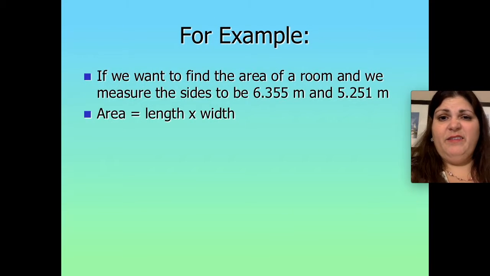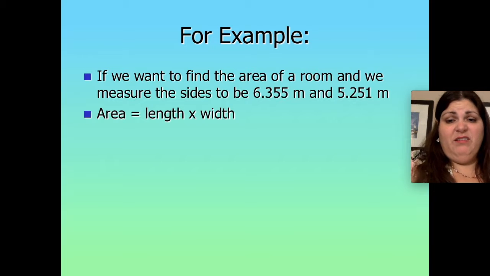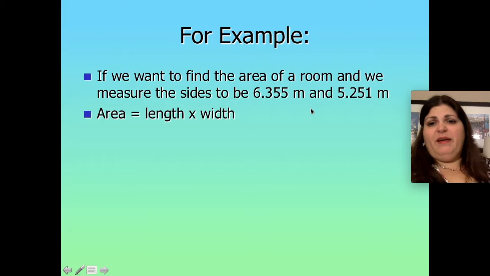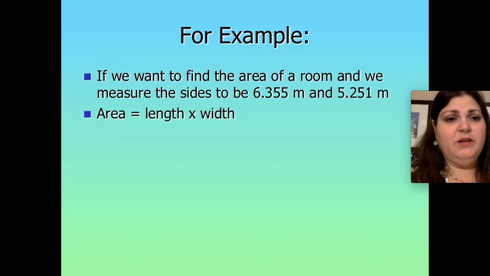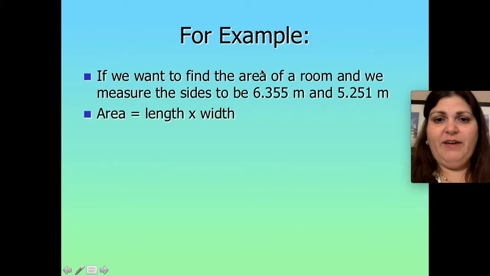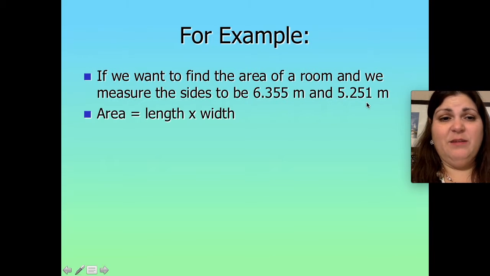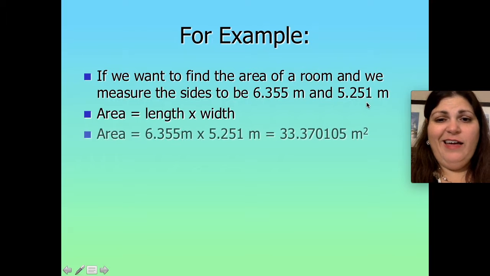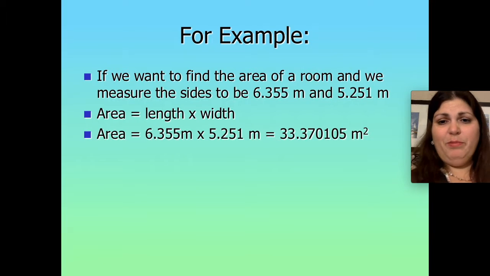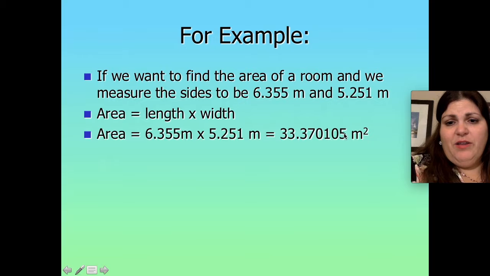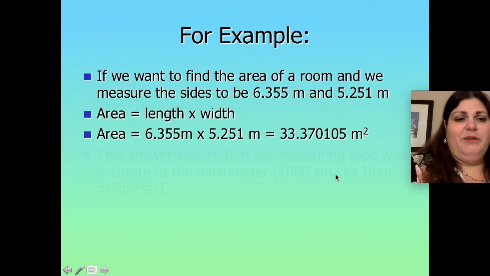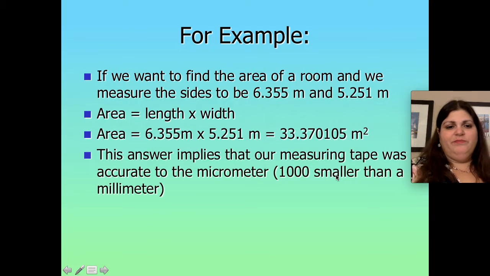If I have to calculate something, I get two areas. Each length I'm able to measure essentially to the millimeter, and that last millimeter, the 5 here and the 1 over here, is our estimate. If I multiply the area, I get that big number, and that is implying that I'm accurate far, far greater. That's to the micrometer, not the millimeter. So I would want to round.